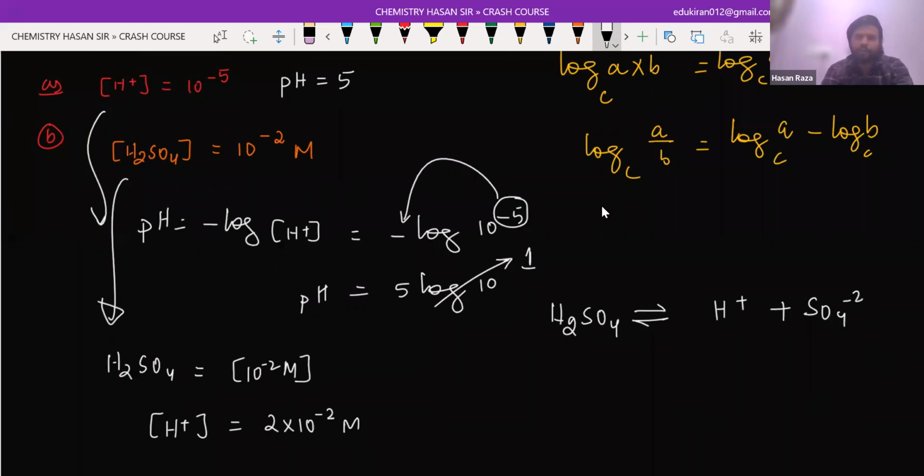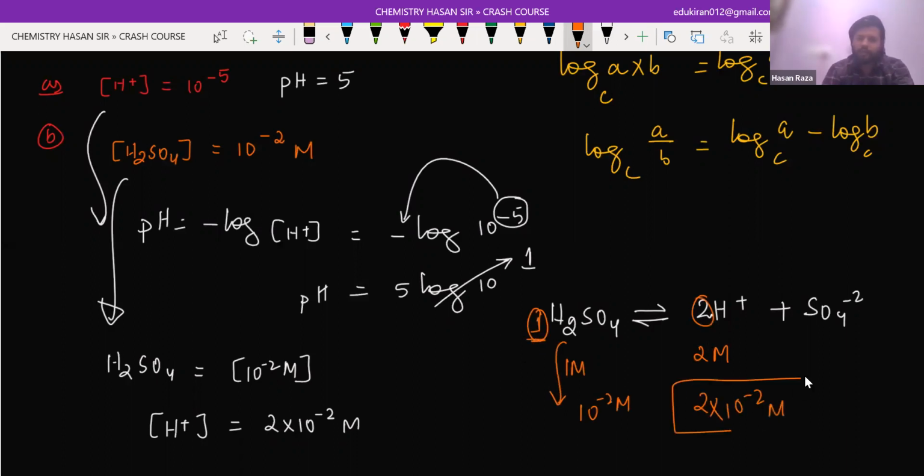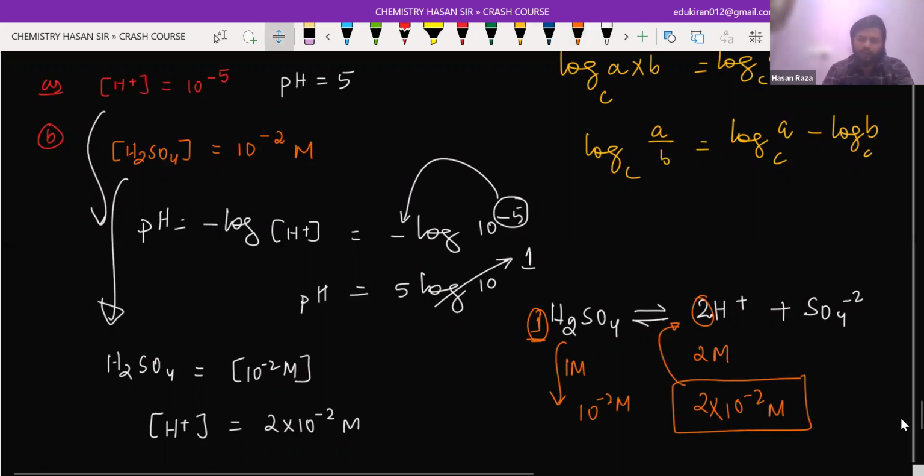Now it is balanced. Now you can see 1 mole of this will give you 2 moles of this. That's why 1 molarity of this will give you 2 molarity of this. Since we have a molarity of this as 10 raised to the power minus 2 M, we need to get this value. So this is the molarity or concentration of H+ in H2SO4.